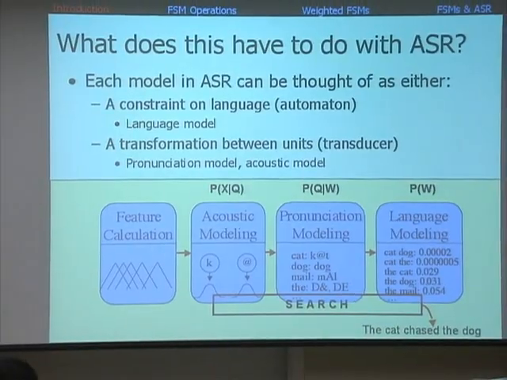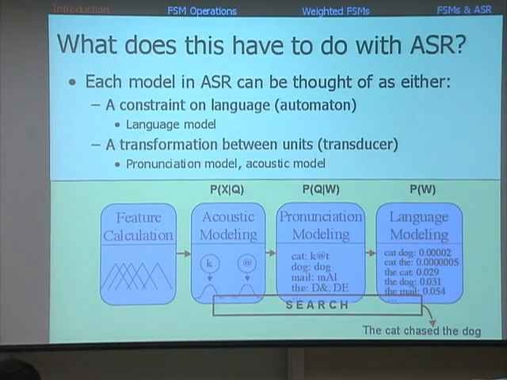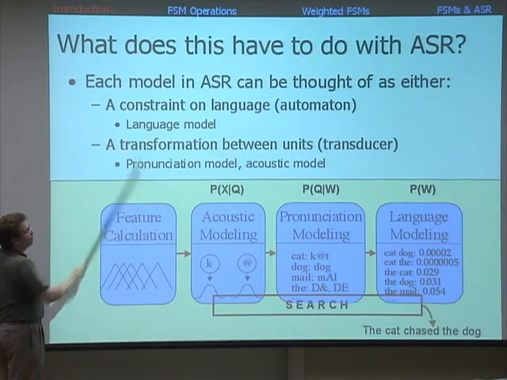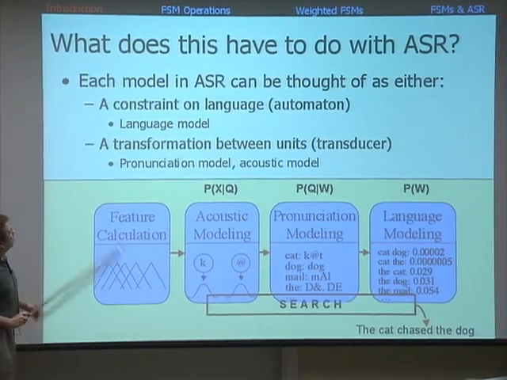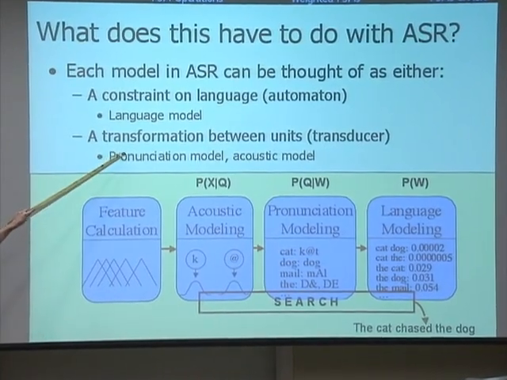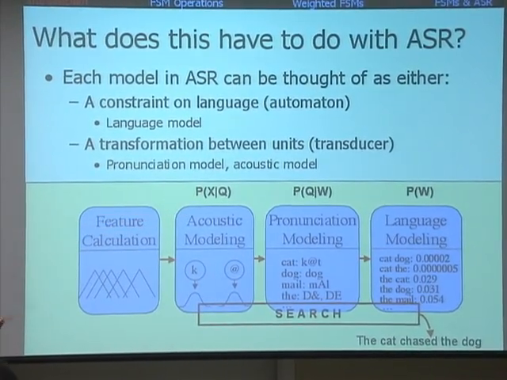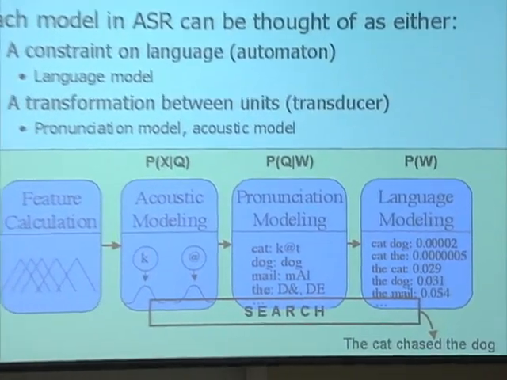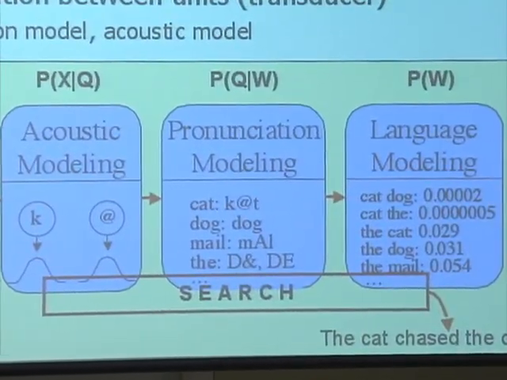So what does this have to do with ASR? Well, it turns out that you can think about the ASR problem using these finite state graphs. Okay, so remember that automata are constraints on languages, and that will actually be, in this case, a language model. And a transformation between units, those are our transducers. And so what we might have is a pronunciation model that says, I see a k followed by an a followed by a t. I'm going to put out the word cat. The same way that I have a 1 and a 0, I'm going to put out the word 10.